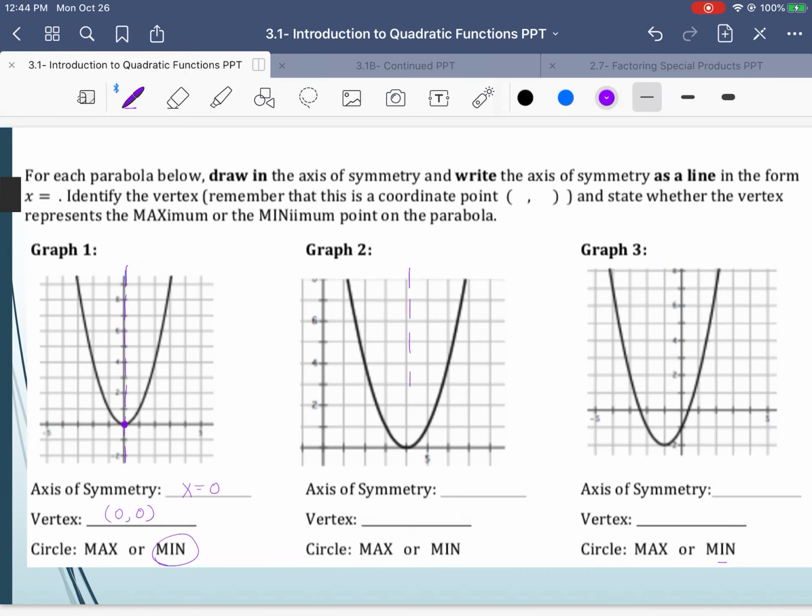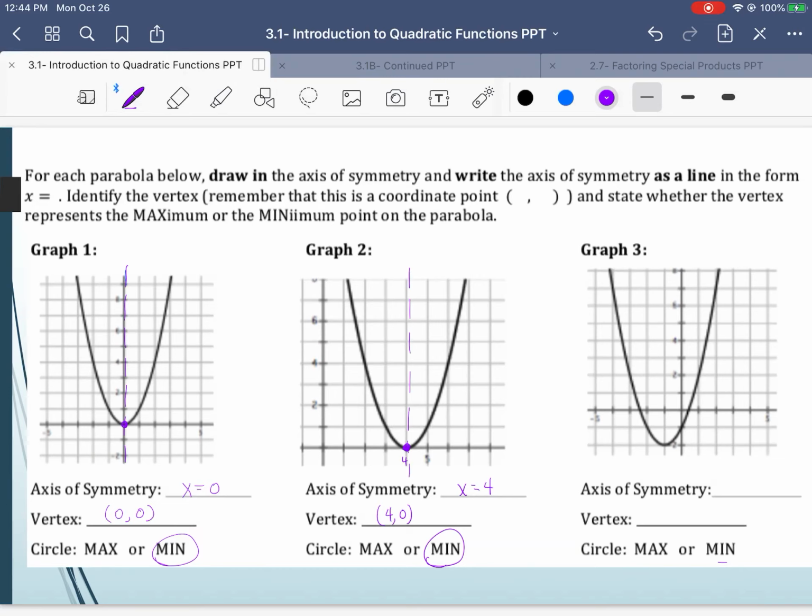The next one, axis of symmetry now, is over here. It looks like at 4, so x is equal to 4. The vertex then is at (4, 0). And that point is a low point, again, on that parabola, so it represents a minimum value.